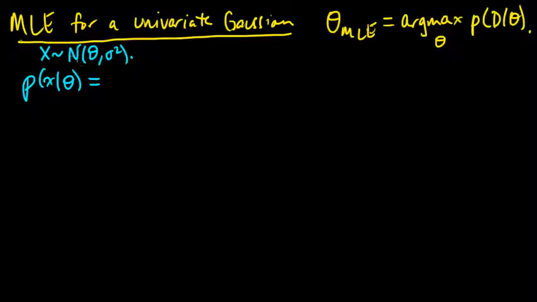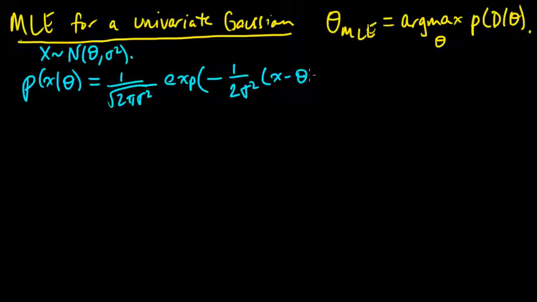And so then the PDF for x is what we're writing, and that is 1 over the square root of 2 pi sigma squared, times e to the, or we can write exp, the exponential function, of minus 1 over 2 sigma squared times (x minus theta) squared. That is the density for a univariate Gaussian.